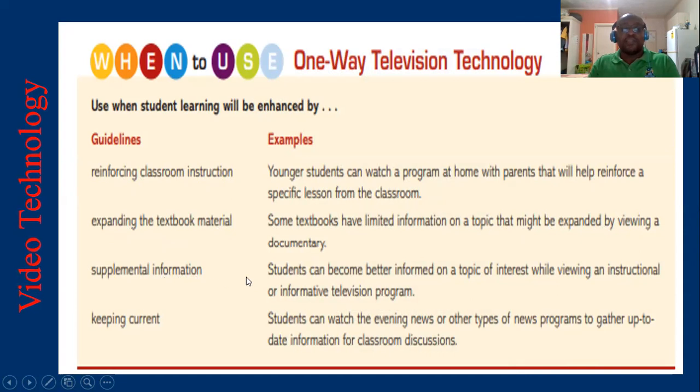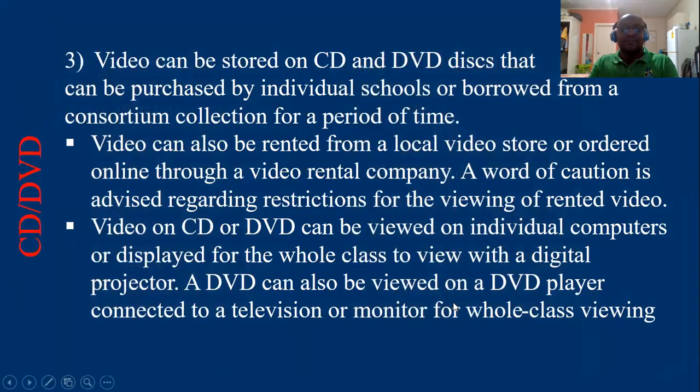Supplementary information: students can become better informed on a topic of interest while viewing an informative television program. In terms of keeping current, civic education, students can watch the evening news or other types of news programs to gather up-to-date information for classroom discussion. So this is how you can use a one-way television technology.